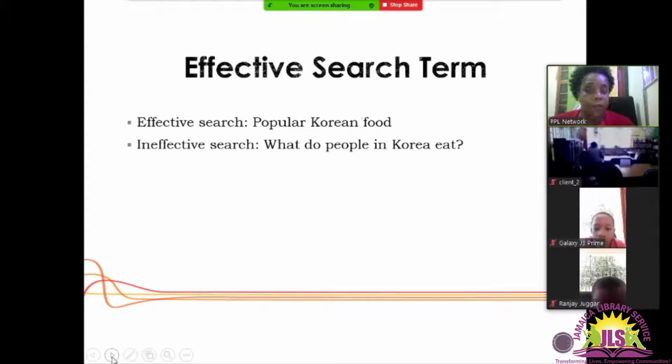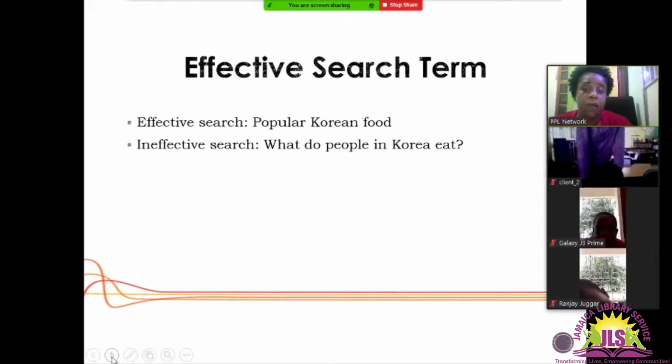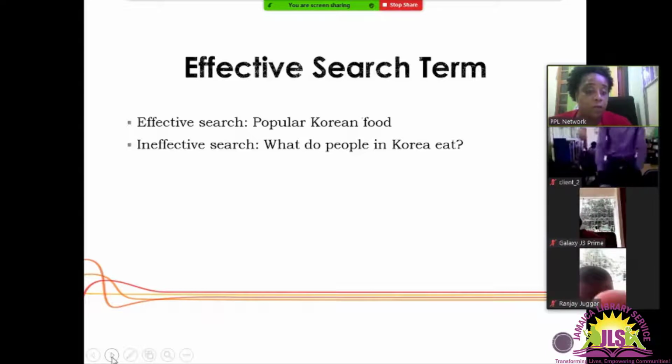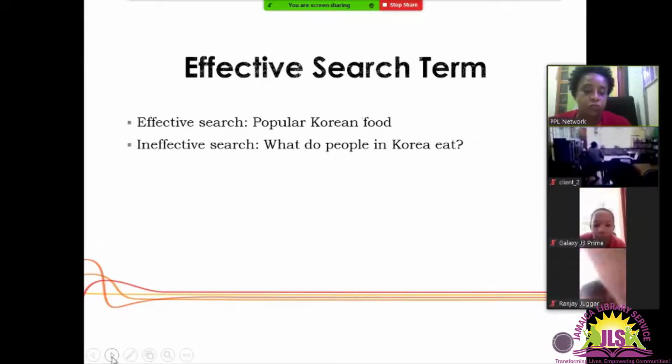And again, an effective search term is more important than anything else, because if you type in an ineffective search term, like what is on the screen, what do people in Korea eat, you are going to get a whole lot of information that you will have to sift through and make it harder for you to find the information that you actually want. So an effective search term would be popular Korean food, which will give you fewer hits, and hits that give you information that you really need.